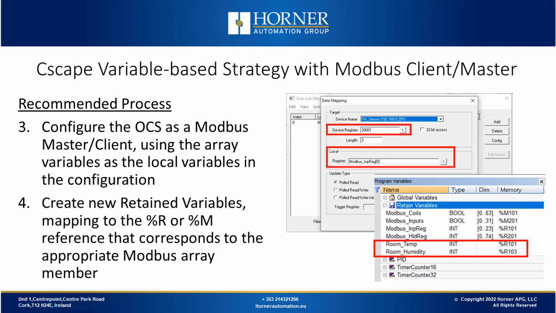The third step is to configure the OCS as a Modbus master or client and then use those arrays you just created as the local variables when you're reading or writing to Modbus address space to that third-party device. The final step is to go back to your variable editor, add in whatever variables you're using in your program that you want to have tied to that Modbus data, and then map it into the register location that corresponds to the appropriate Modbus array member.